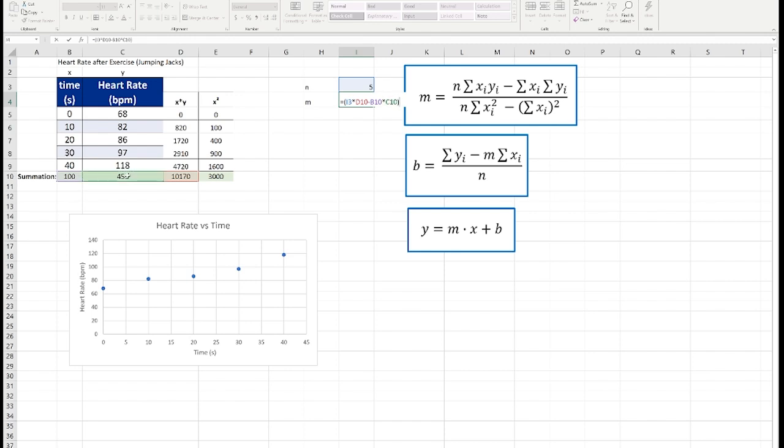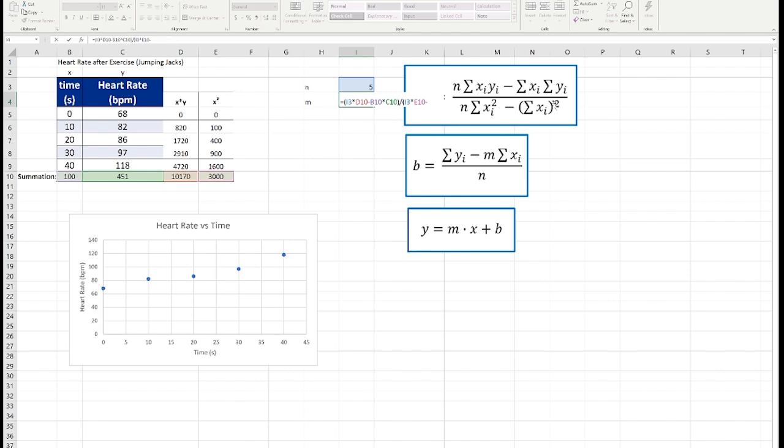So I'm going to close the numerator with parentheses, and then I'll do divided by, open parentheses, because I want everything in my denominator to stay in my denominator, and it's n, which is I3 for me, times the summation of my x squared values, which is E10 for me. Notice it's my summation of my x squared values. I'm only picking that one number, not all of these numbers. It's just the one.